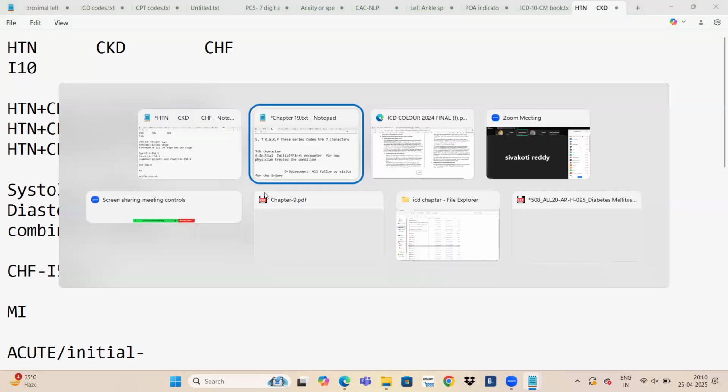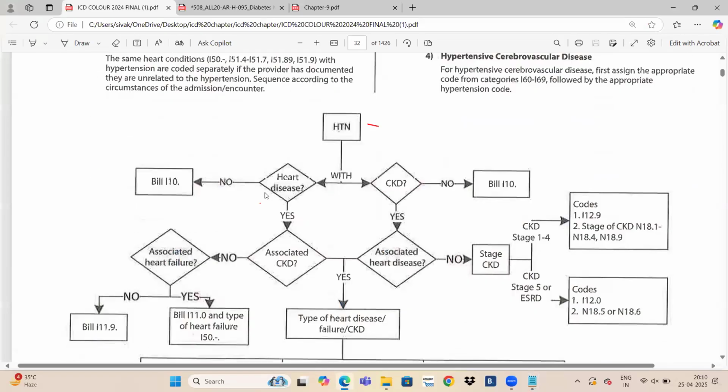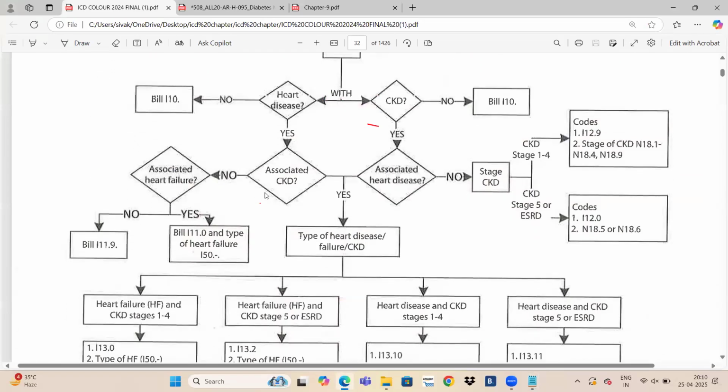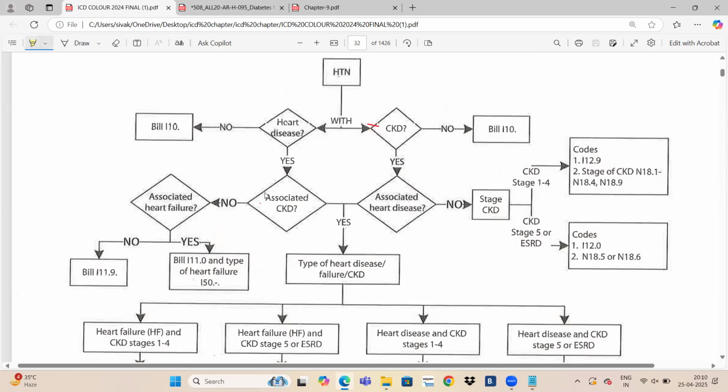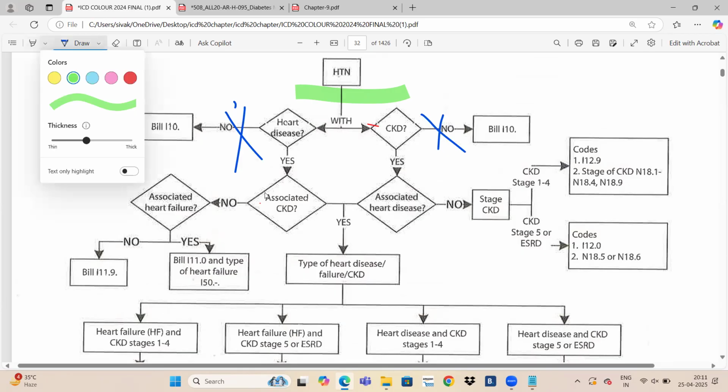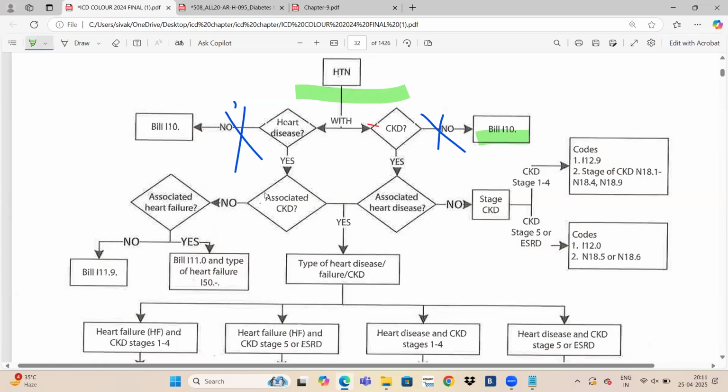So guys, now we can discuss these combination codes in detail. I will show one chart. You can understand this chart, and you will get a clear idea about hypertension combinations. So first, the patient has hypertension only. No CKD, no heart disease. Then what do we need to code? I10. Only hypertension we need to code. I10. No heart disease, no CKD.